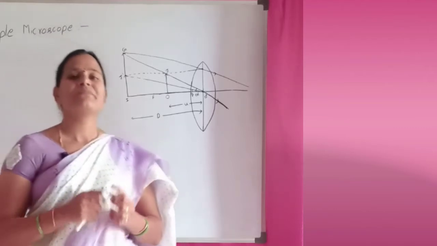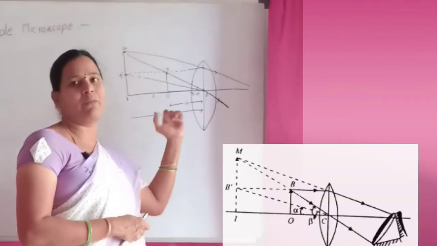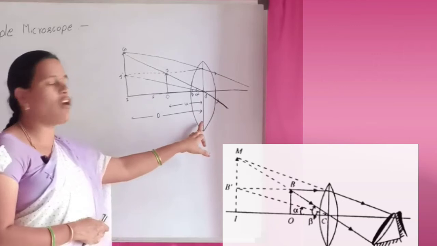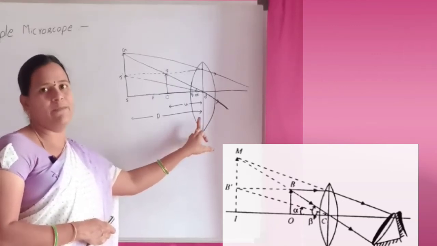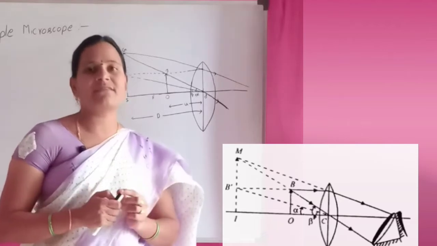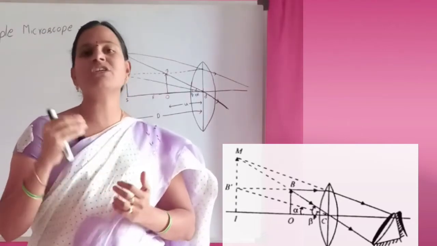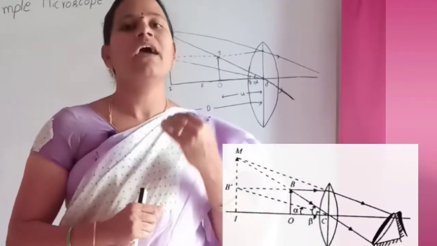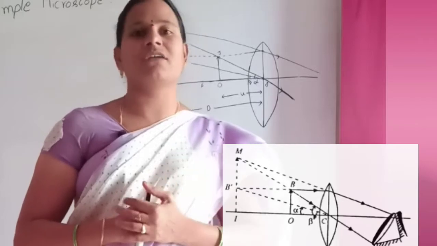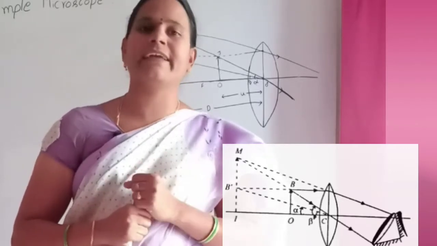So here you are observing the ray diagram for the simple microscope. It consists of a convex lens which has a short focus. By this convex lens it increases the angle of the eye to see the object clearly, and it is called a magnifying glass, and also a reading glass. So the other name is magnifying glass or reading glass.